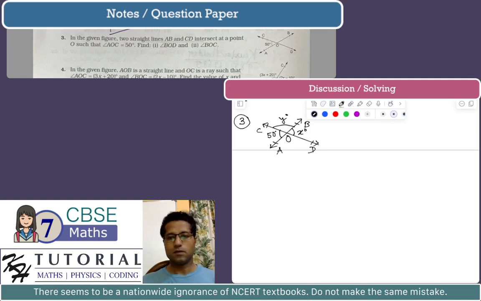Now we see that definitely angle BOD will be equal to angle AOC. Why? Vertically opposite angles. So this is equal to 50 degree. So angle BOD is equal to 50 degree.